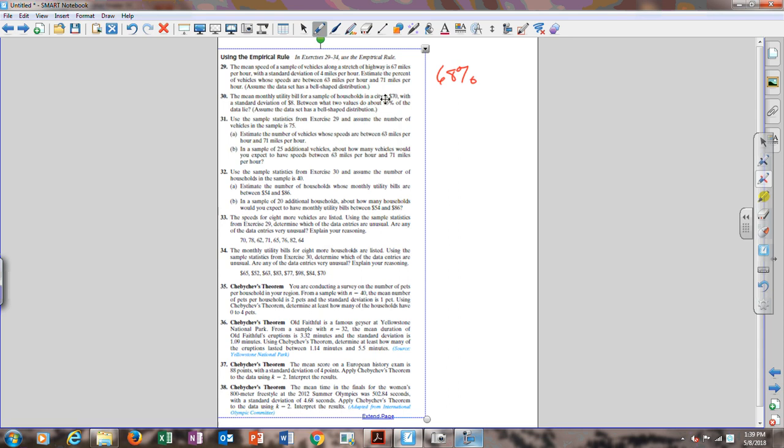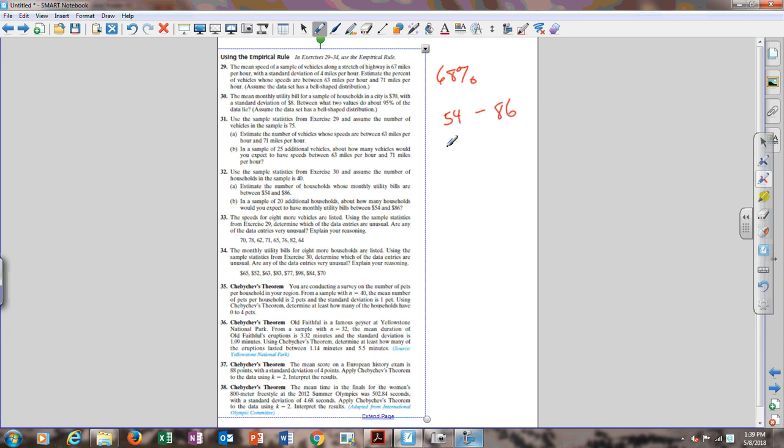So you just go 2 up from that, so that would be 8 times 2, which will give you 16. 70 plus 16 is 86, and then you have to go 2 down from that also. So you do 70 minus 16, which will give you 54. So 95% of the data is going to fall between 54 and 86.